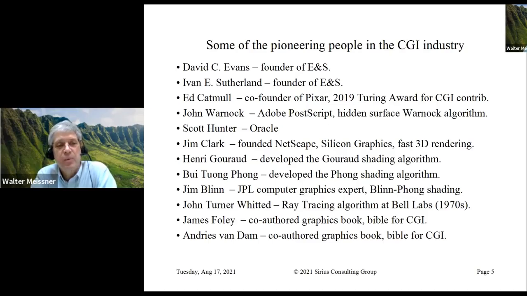You had John Turner Whitted, who did the first ray tracing algorithm at Bell Labs in the 70s. And you had Foley and Van Dam, who co-authored a graphics book, which superseded another graphics book that was used, but their book became the Bible for the CGI world.